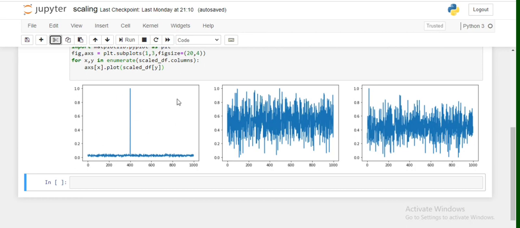So you can see that in the first distribution, that is for variable A, the values are getting squished because of the presence of an outlier into a very small range, that is 0.05, something around that, to 0, instead of being distributed between 0 and 1.